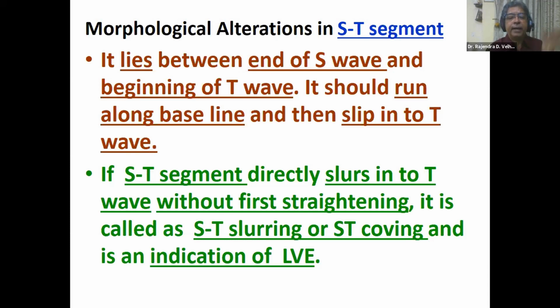That is, the ST segment directly slides or glides into the T wave without first straightening. So this is termed as ST slurring or ST coving, and it's an indication of left ventricular enlargement.